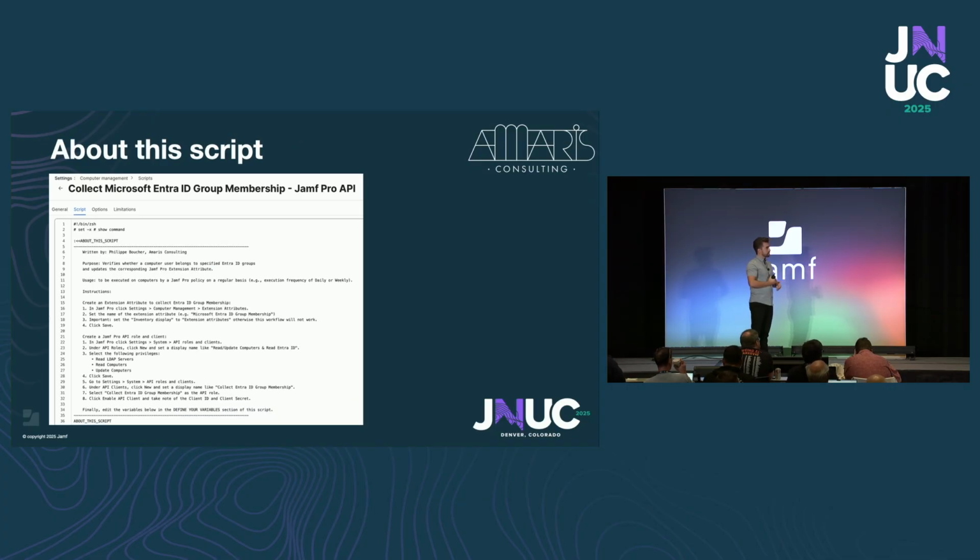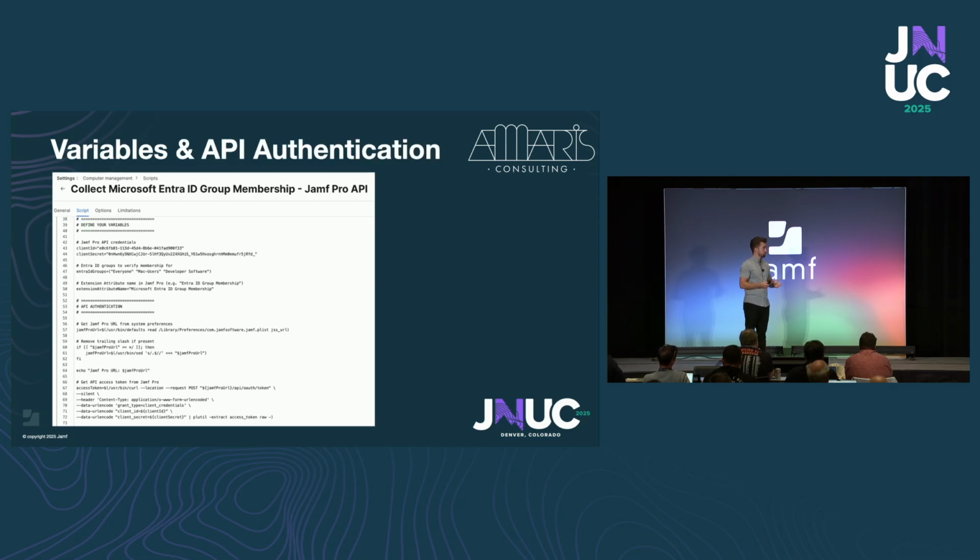All right, so up next, I'm going to quickly review with you guys each section of the script. This one is very simple. It just explains what we basically did just now: create an extension attribute, how to do that, and how to create the API role and client, as well as it tells you to edit those variables at the beginning, which we did.